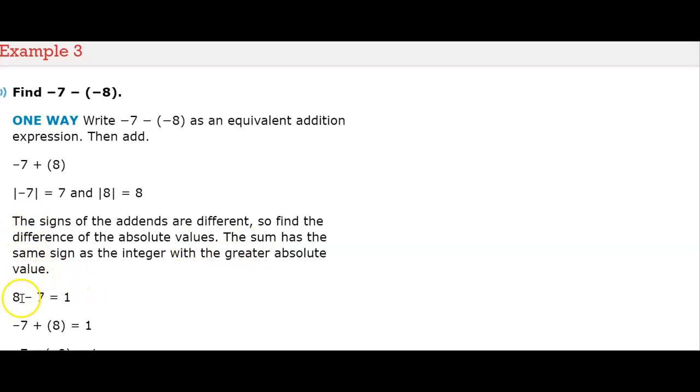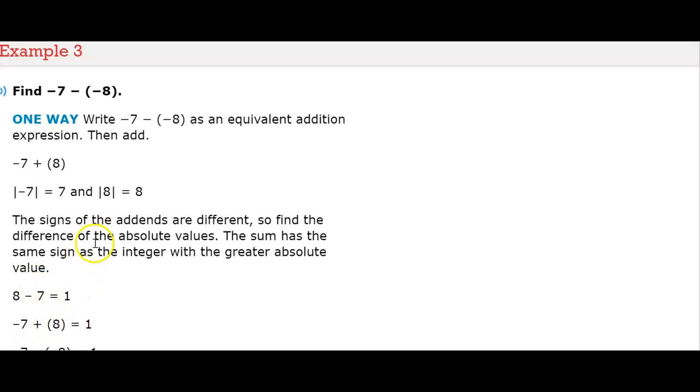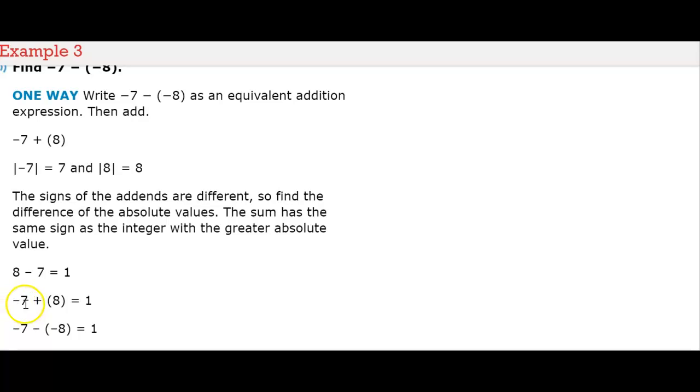So the absolute values of both are here. The 8 is the greater absolute value. So 8 minus 7 is equal to 1. And so -7 plus 8, which is what we had here, is equal to 1. So -7 minus -8 is equal to 1.